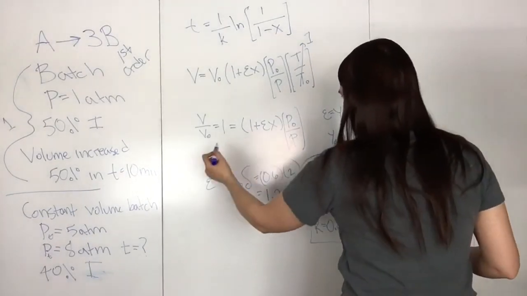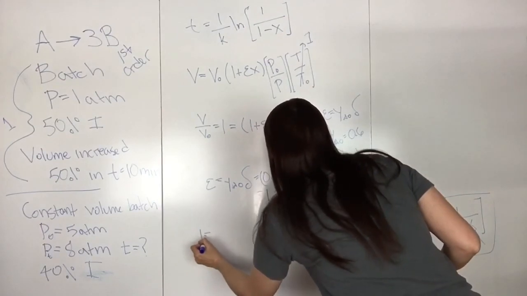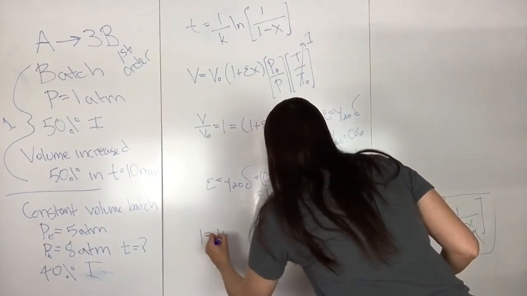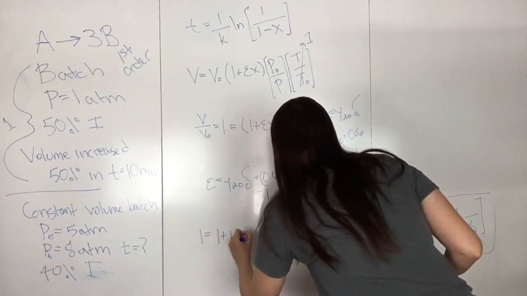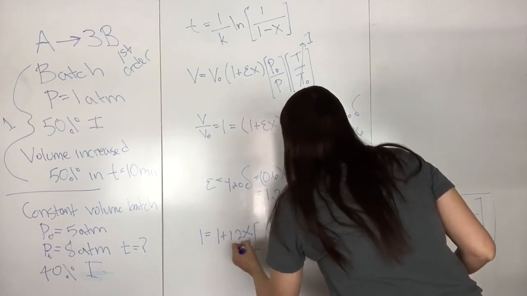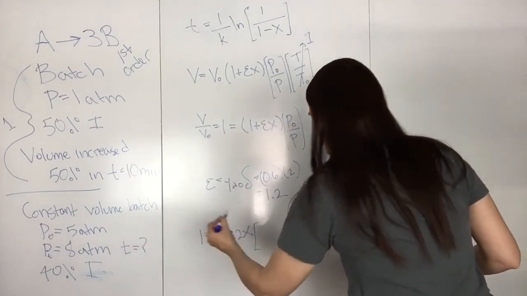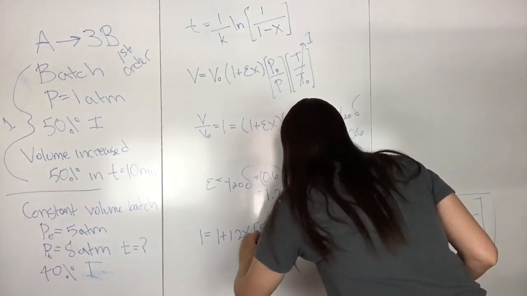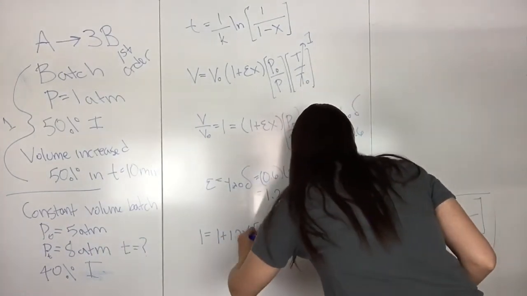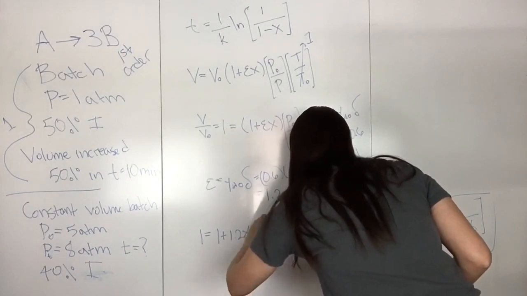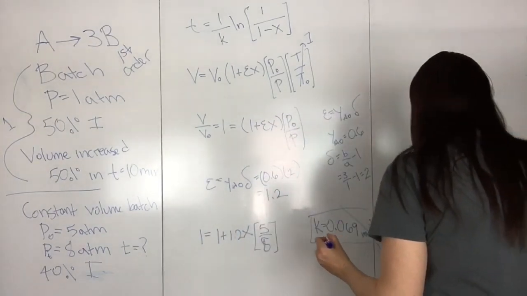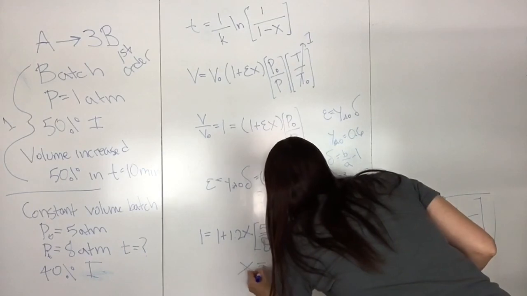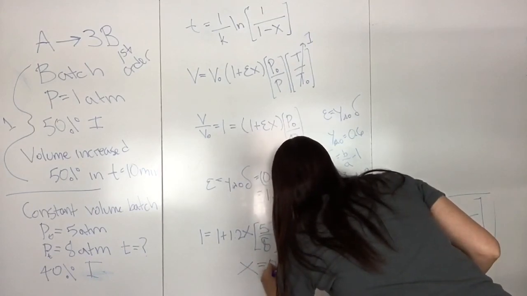So then plugging everything into here, we have 1 equals 1 plus 1.2x. And then we know that P naught is 5, and P, the pressure that we're going to at that time, is 8. And then if we solve this for x, we get that x equals 0.5.